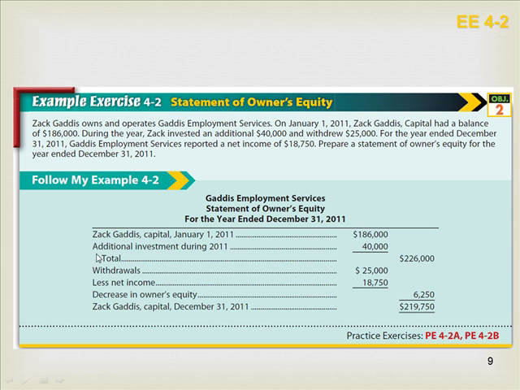I would personally not word this way. However, for the purposes of an example, that's fine. You can actually pause the video at this time and complete practice exercise 4.2a and 4.2b if you need additional practice for statement of owner's equity.